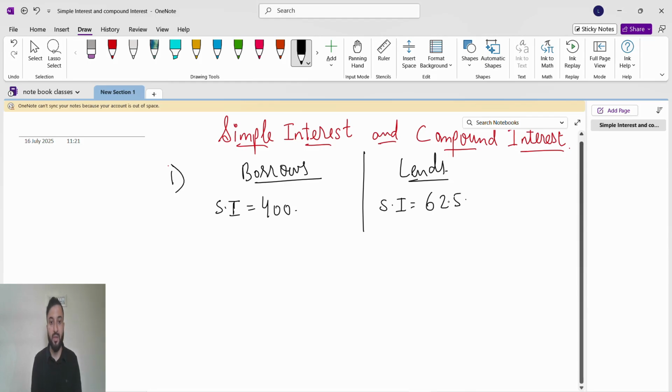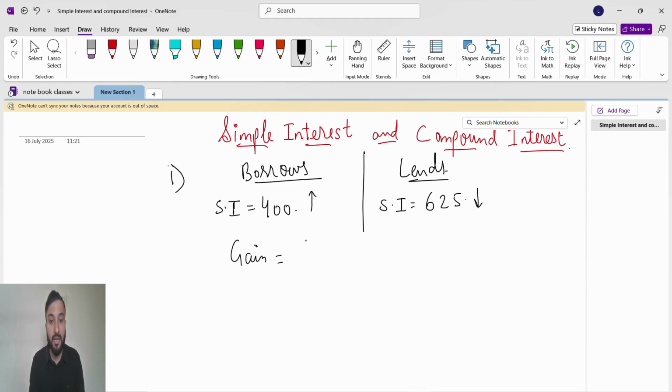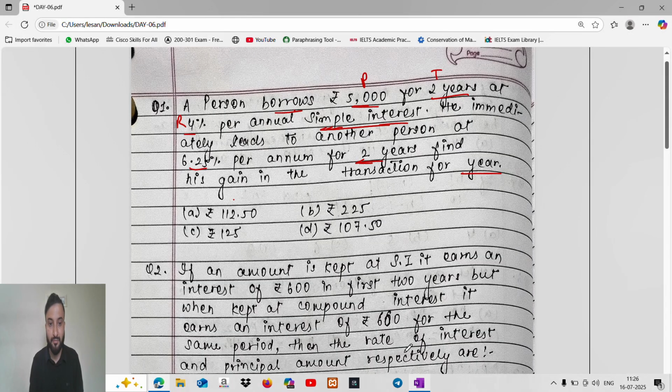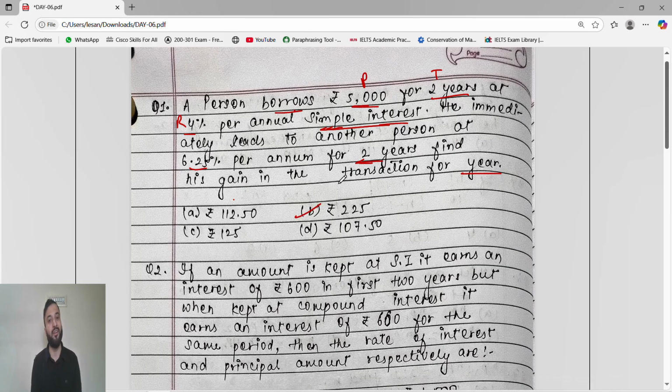So he borrows the money, for that he has to pay simple interest of 400, but when he lends the money, for that he will get simple interest of 625. So he is paying 400, but for lending he is getting 625. So obviously he is in a gain. Gain means 625 minus 400, and we get 225. So you will think that yes, the answer is 225, and you will take 225.